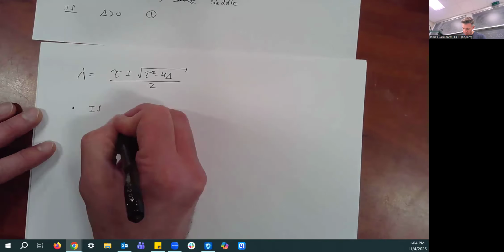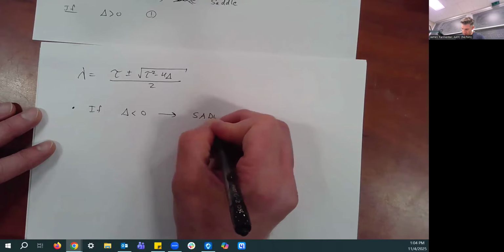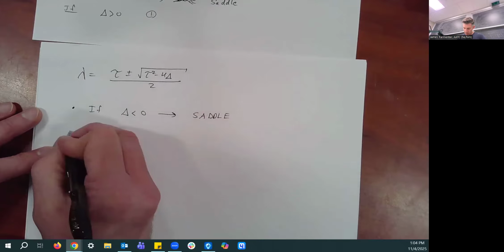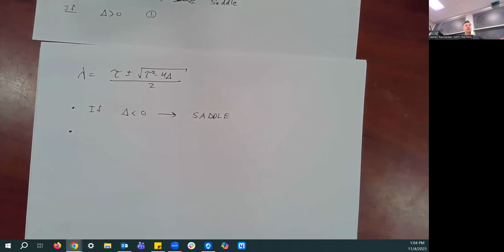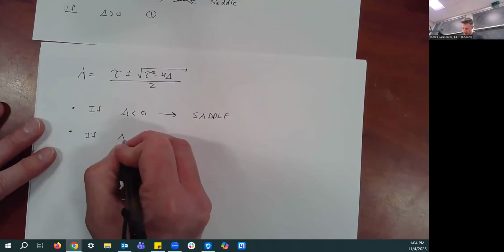If your determinant is negative, saddle all the way, every time. I should remind you, this is the determinant of the original matrix, not after you subtracted the lambdas. The determinant of the original matrix, negative, saddle. If your determinant is positive, we have a couple cases.